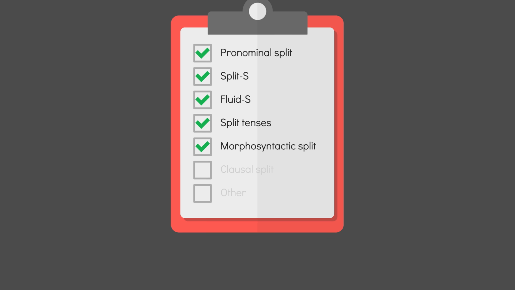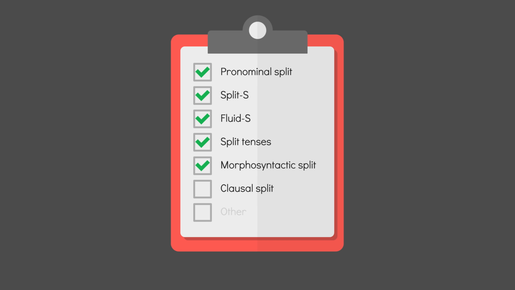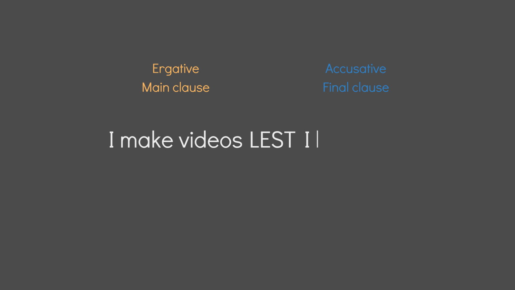And let's do one more, the clausal split. Here the split occurs between the main clause and subordinate clauses of a sentence. In natlangs, we find examples of main clauses being treated ergatively and final clauses being treated accusatively. Final clauses are relatively rare in English but usually follow words like that or lest. I make videos lest I be bored. In a clausal split system, we might get ergative here and accusative here.